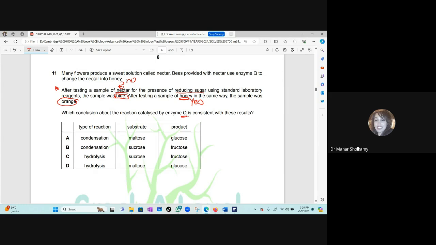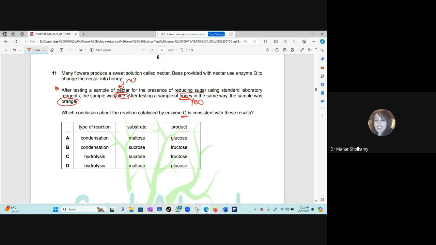It breaks down because we have to add water to break the bond. Yes. Okay, and then the substrate is maltose. Isn't maltose only in milk? No, that's lactose. Sorry. Not in milk. And also, maltose, what is the only non reducing sugar? Because we know that the nectar is non reducing, sucrose.